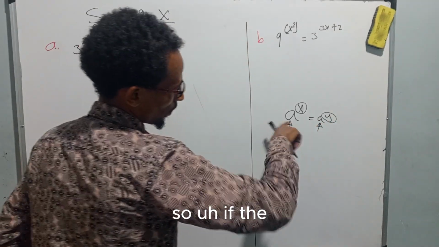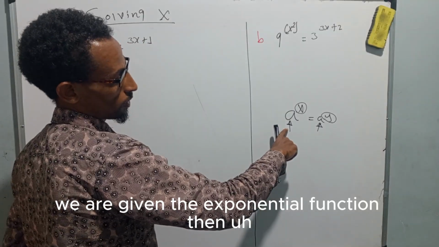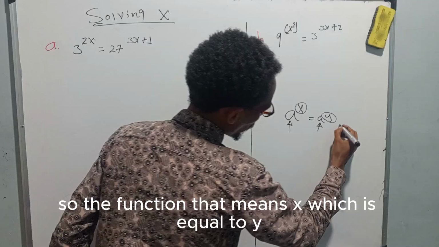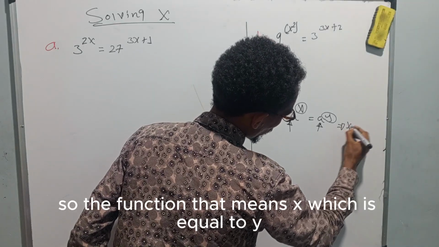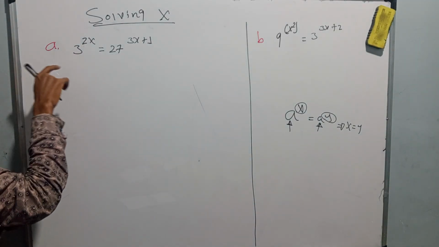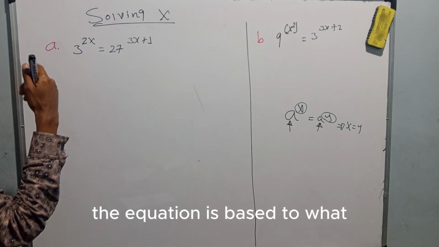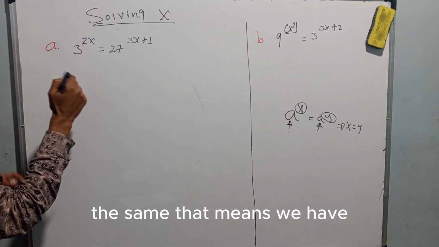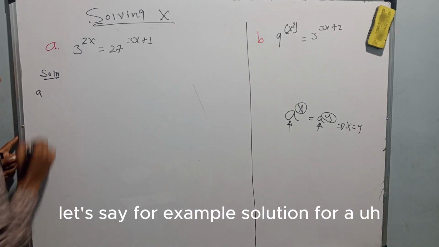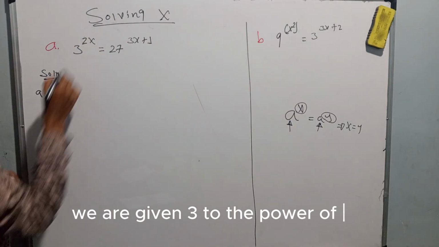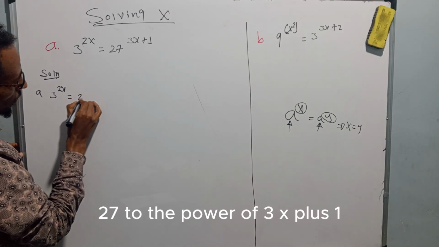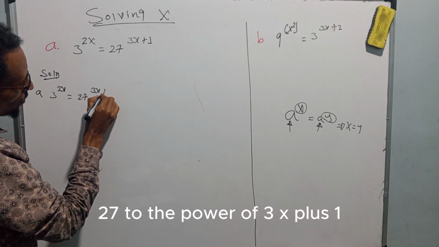So if we are given an exponential equation where the base is the same, we must take the exponents of the function. That means x is equal to y. Our target is to change the equation's bases to the same. For example, solution for a: we are given 3 to the power of 2x equals 27 to the power of 3x plus 1.